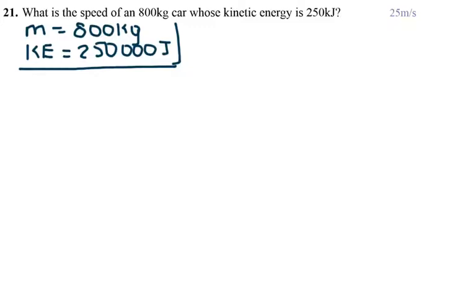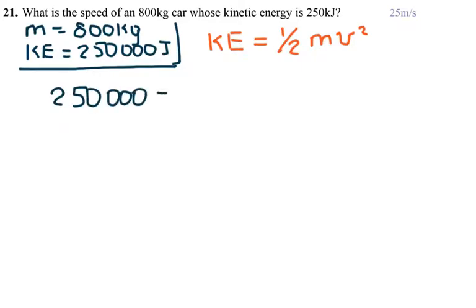The kinetic energy of an object is the energy of motion. So if an object has velocity and mass, it has kinetic energy. The formula is 1/2 mv squared. So I'm going to plug in the information that is given. The kinetic energy is given as 250,000 joules, 1/2, the mass is 800, and v squared.